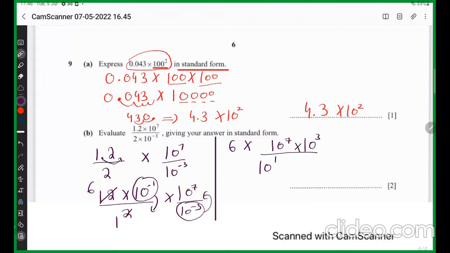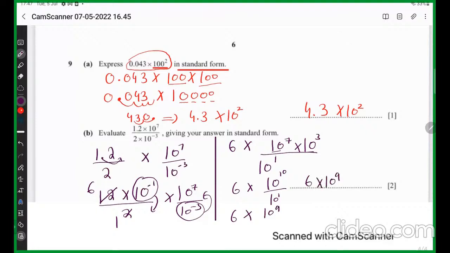Now what is happening? 6 would come as it is. When the bases are same, powers are added, it would become 10 power 10 and it is being divided by 10 power 1. Again, the bases are same, so powers can be subtracted. So I can write it as 6 multiplied by 10 power 9. So this would be the final answer.